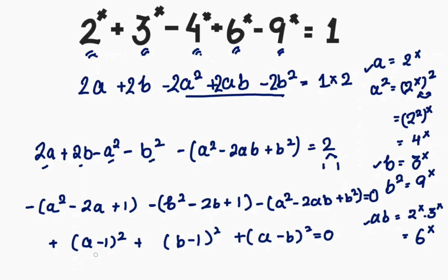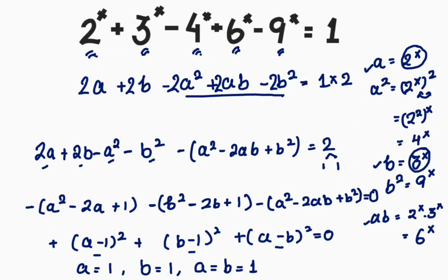That means individually all these 3 terms will be 0, which implies a equal to 1, b equal to 1 and a equal to b, which is a given since they are equal to 1. 2 raised to the power x equal to 1, 3 raised to the power x equal to 1. That is only possible if x is equal to 0. Therefore, we have only one solution, that x is equal to 0.